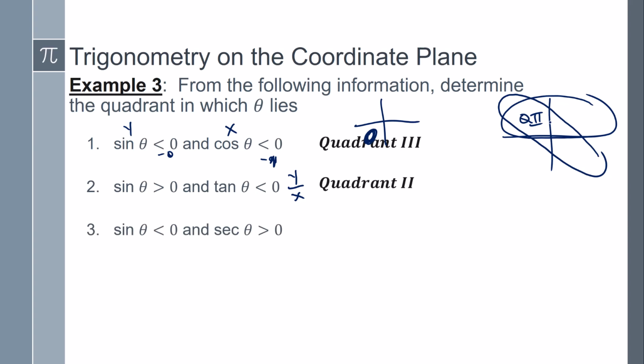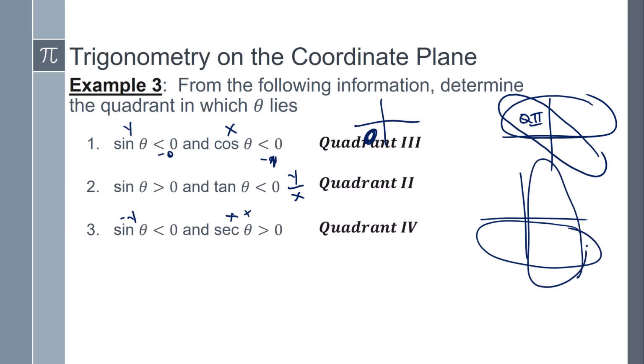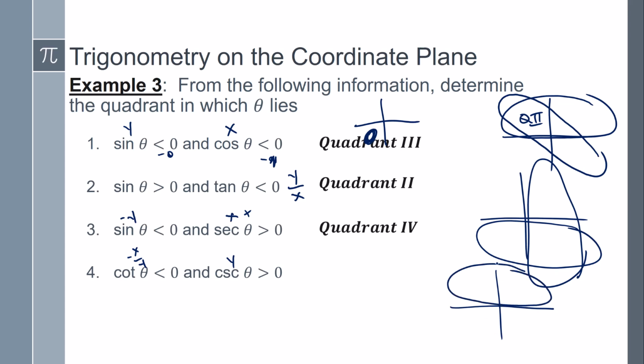And then my sine is less than 0, my secant is greater than 0. Okay, so sine relates to y, secant relates to cosine, cosine relates to x. So where is my y negative and my x positive? My y is negative here, my x is positive here. Where do they overlap? Quadrant 4. And then my cotangent, that's going to be x over y. One of them is negative. And my cosecant is positive, so my y is positive. My cotangent, one of them is negative. Where do they overlap? It's going to be quadrant 2.